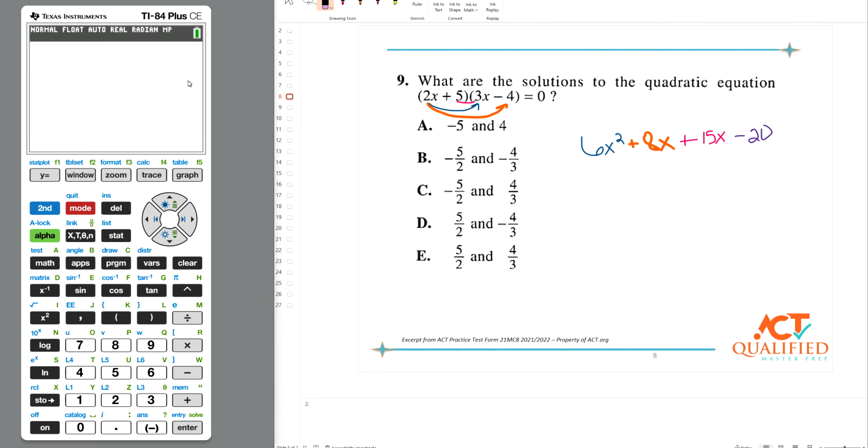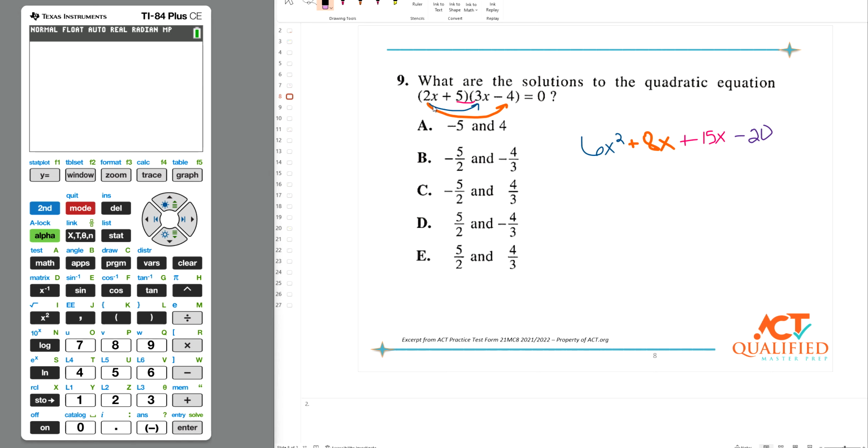Question number 9. What are the solutions to the quadratic equation 2x plus 5 times 3x minus 4 equals 0? Okay, so as we can see, this is actually an unsimplified polynomial. And to solve this problem using the calculator, what we're going to do is use the polynomial root finder app to solve this.